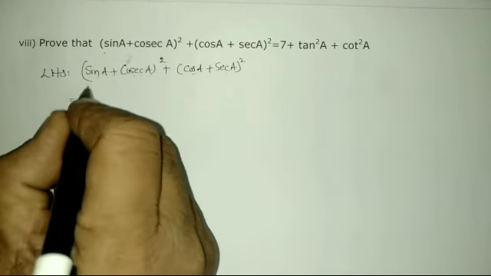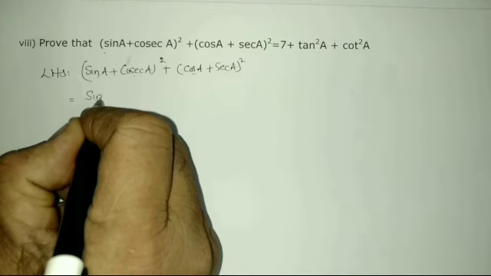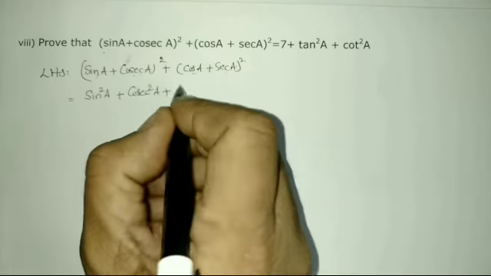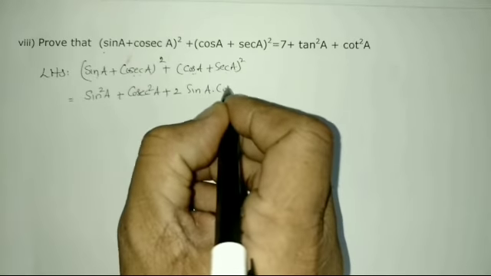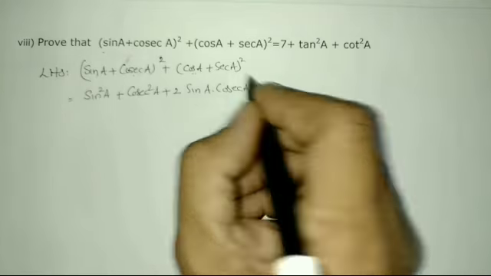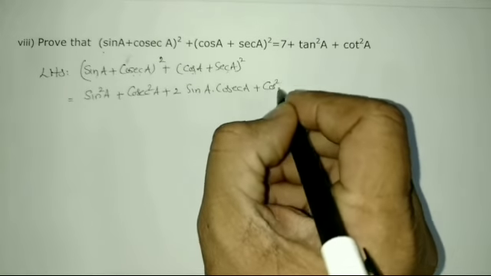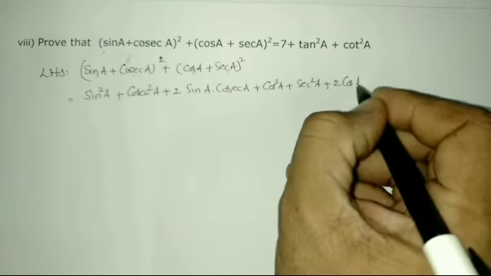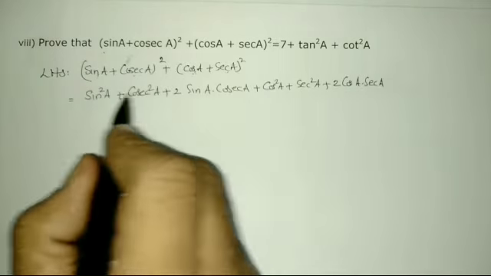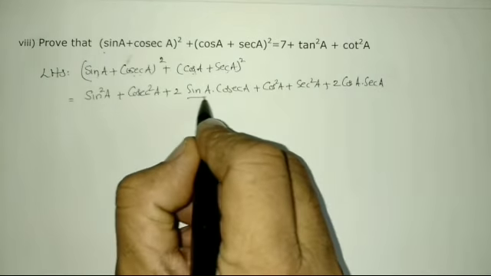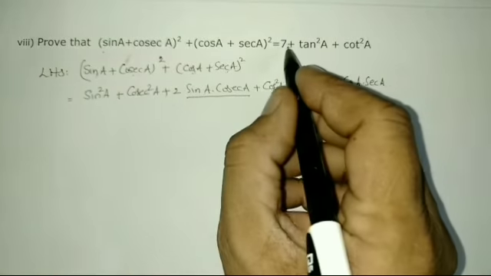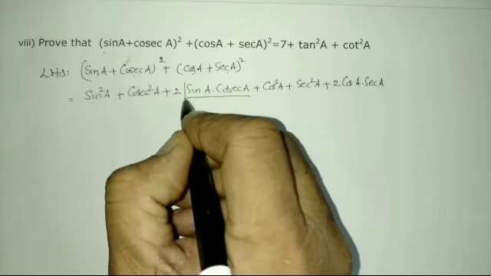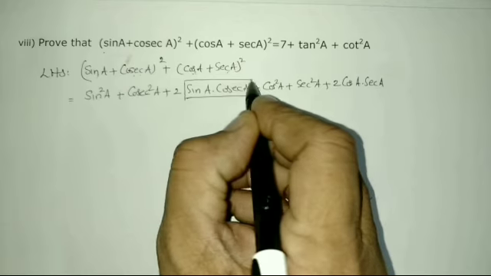So sin A plus cosecant A whole square can be written as sin square A plus cosecant square A plus 2 sin A into cosecant A, plus cos A plus secant A whole square: cos square A plus secant square A plus 2 into cos A into secant A. Now we are going to apply some trigonometric identities here. You have to prove 7 plus tan square A plus cot square A, so the left hand side should be written in terms of tan A and cot A.